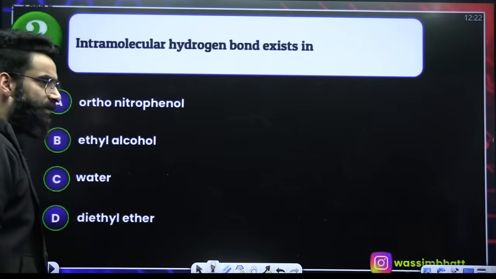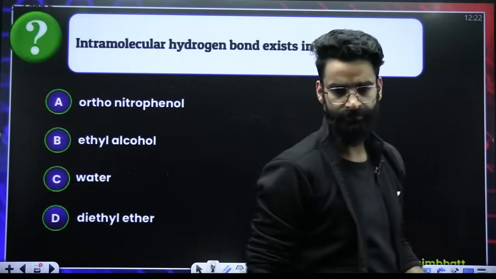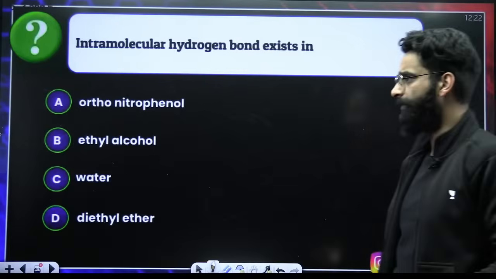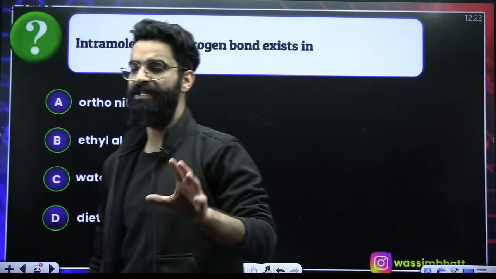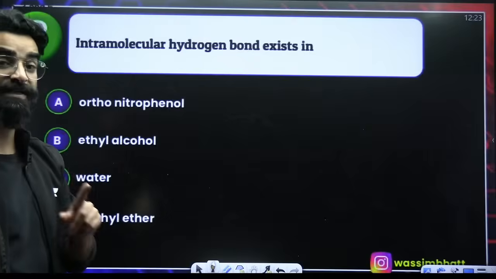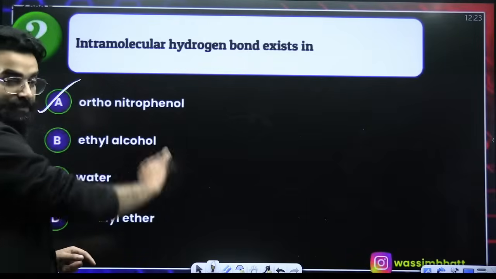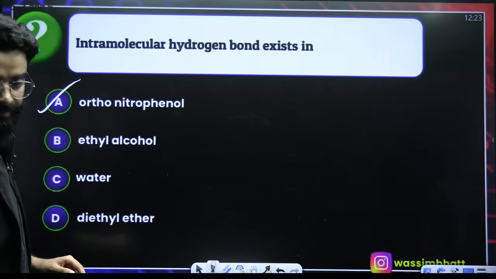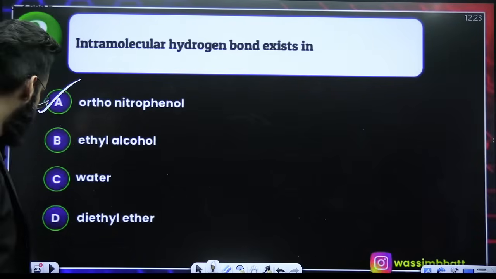Okay, this question I believe you would have studied in GOC as well. Intramolecular, within the molecule. Within the molecule, intramolecular hydrogen bonding is present in orthonitrophenol. You should be knowing this, right?